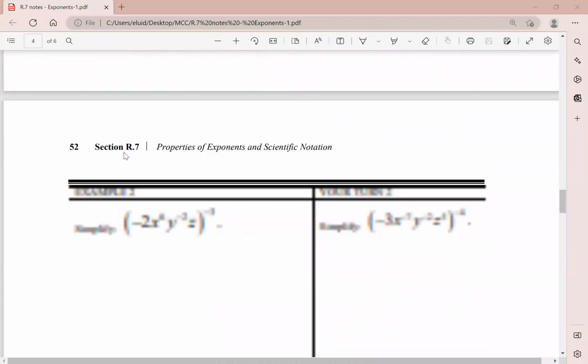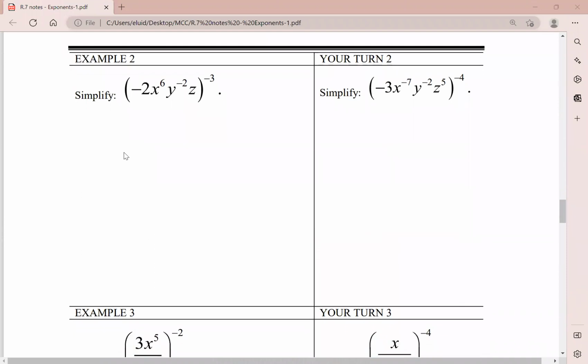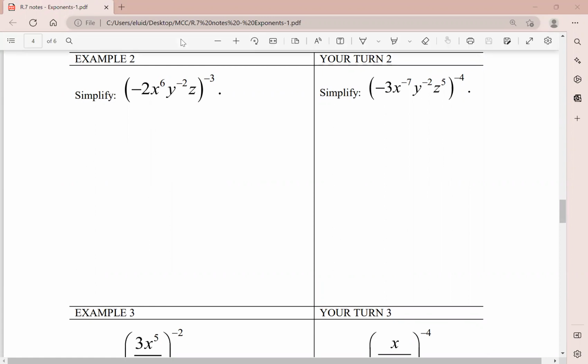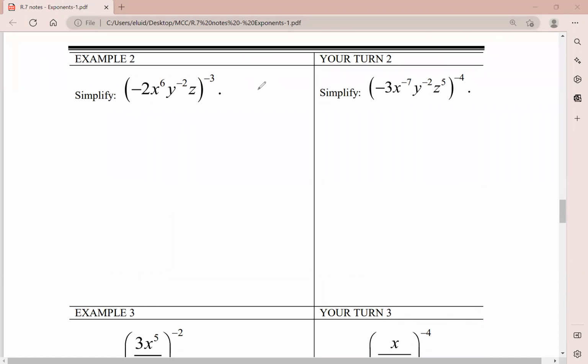All right, doing great. Let's take a look at some power rule examples with negative exponents. Okay, here we go. So our next example is in parentheses, -2, x to the 6, y to the -2, z. And all of that is raised to the power of -3. Okay, so there's a few different approaches we can take here.